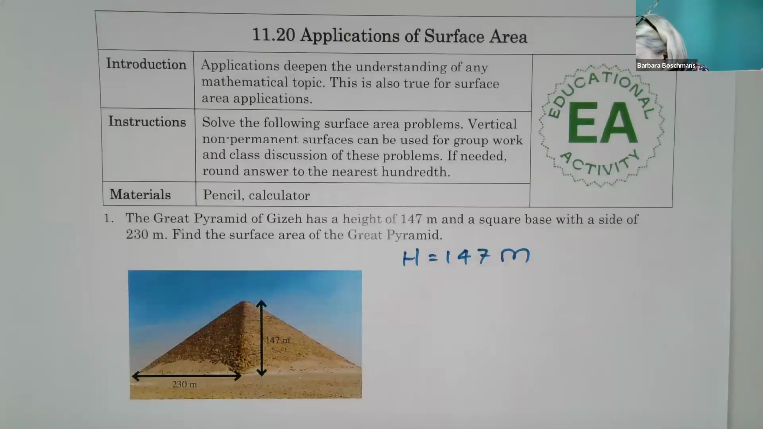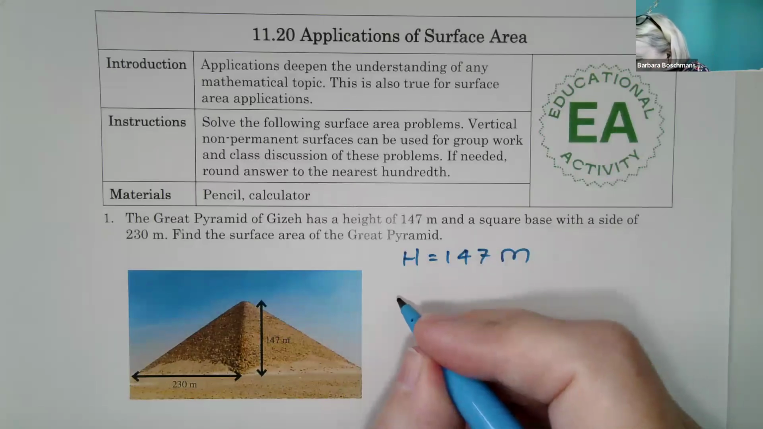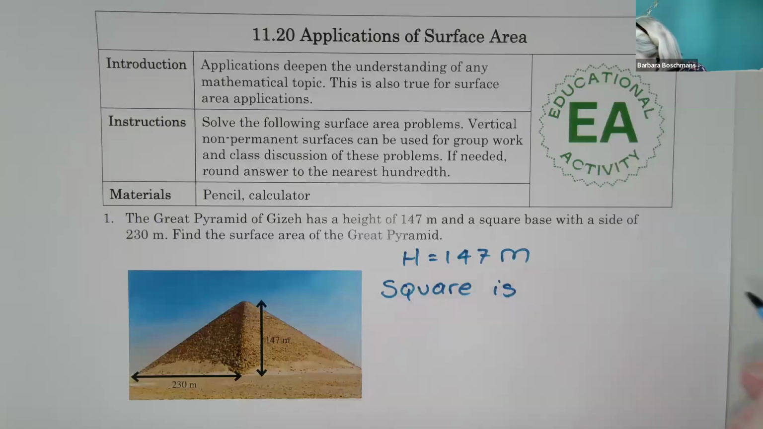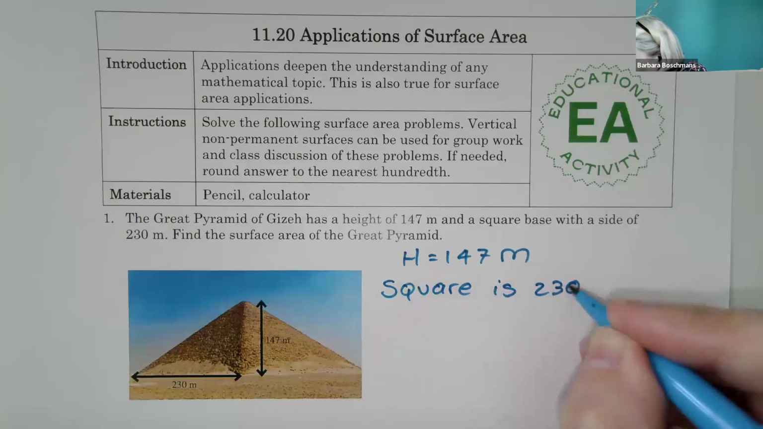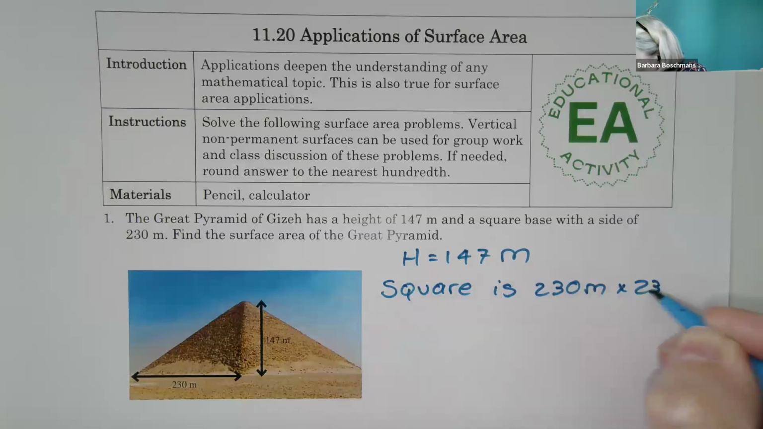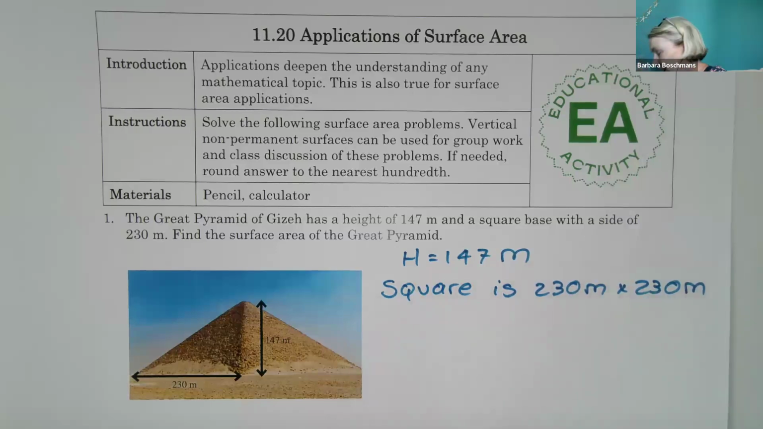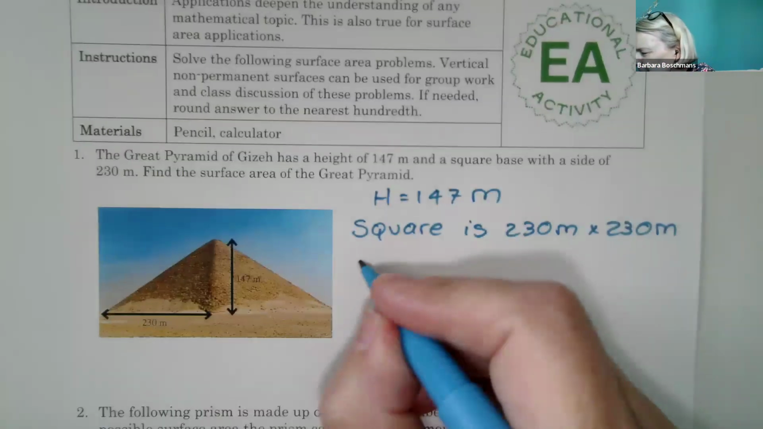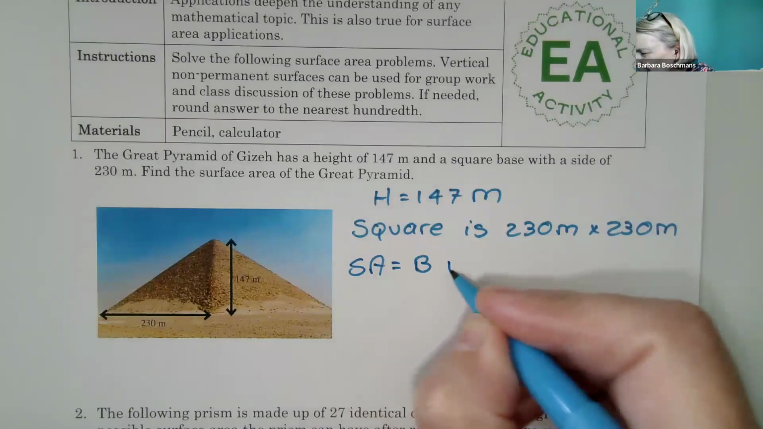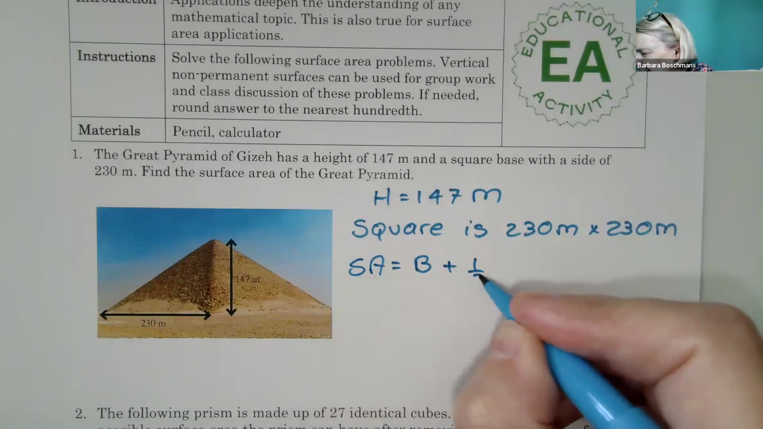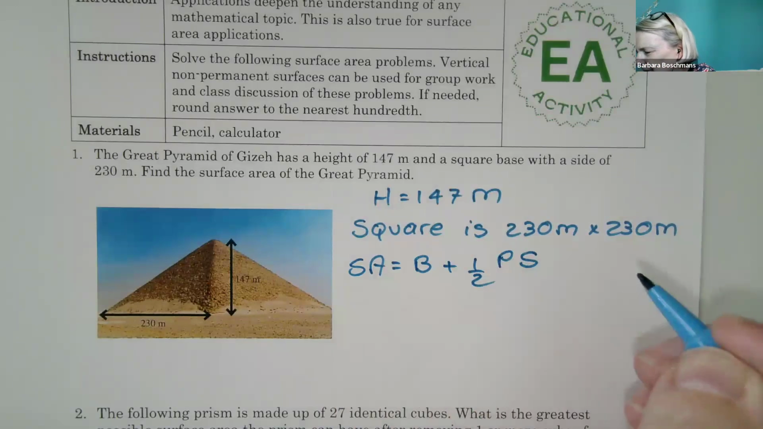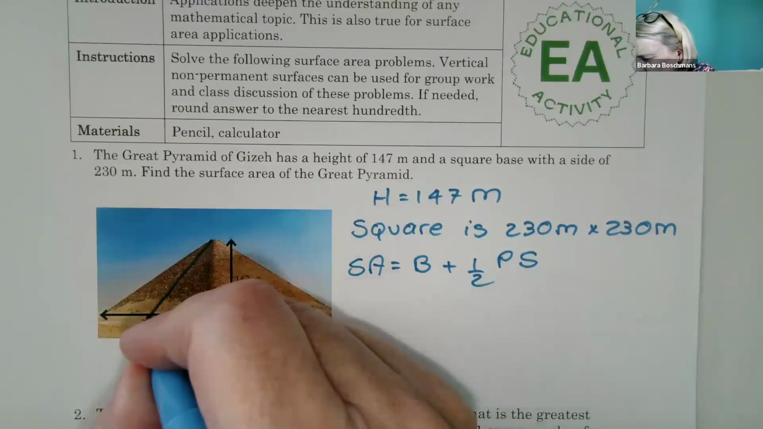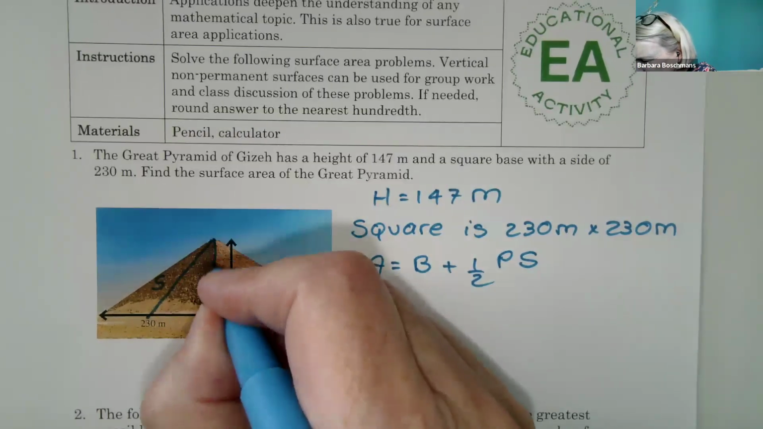It has a square base with a side, so the square is 230 meters by 230 meters. You want to find the surface area. So the surface area is the area of the base, plus 1/2 the perimeter times the slant height. And that you do not have. Slant height would be right here.